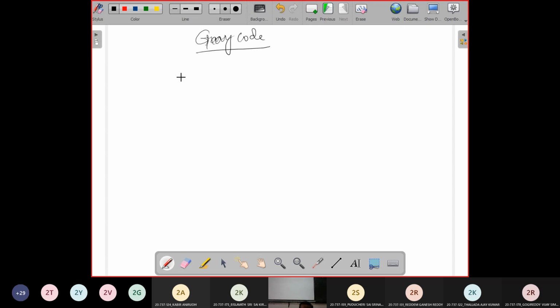So if you are using a gray code with only 2 bits, there will be 2 bits here. I'm starting with the least significant bit: 0, 1. The next will be 1. In this case, you see here, from this code to this code, how many bits are changing? This is the gray code representation using 2 bits.